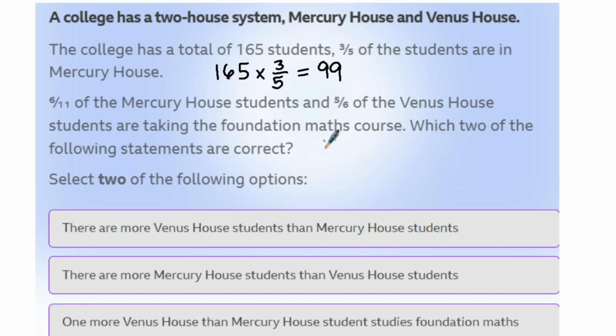6/11 of the Mercury House students is 6 divided by 11 times 99 equals 54 students. 5/6 of the Venus House students is 5 divided by 6 times 66 equals 55 students. There is one more Venus House student than Mercury House students.